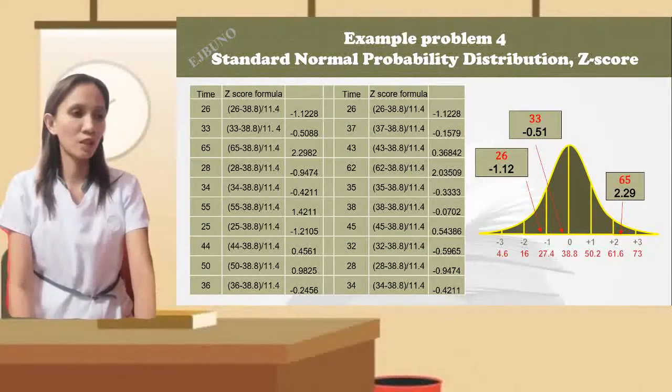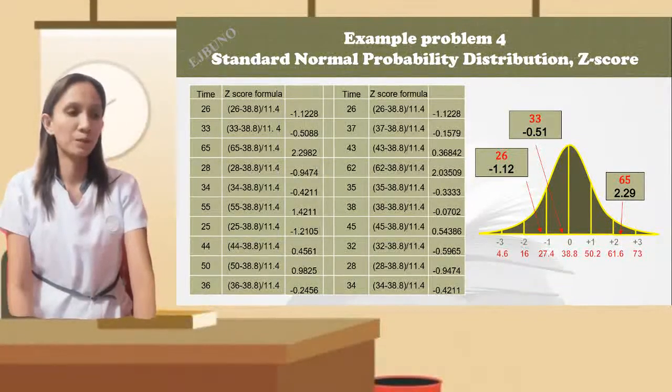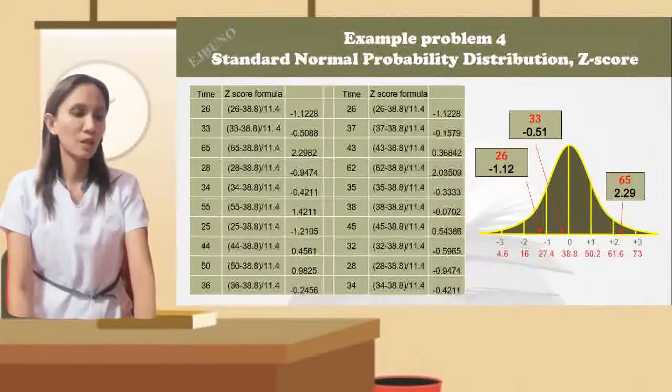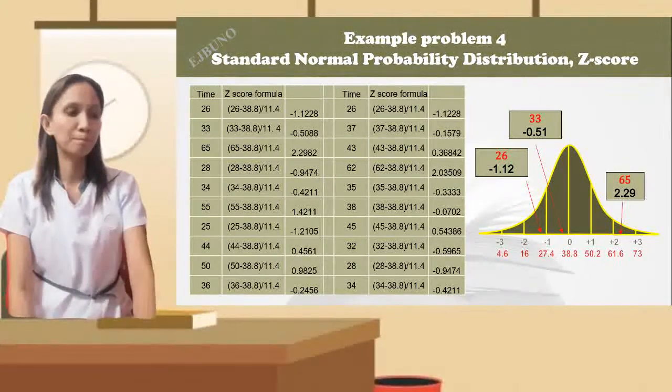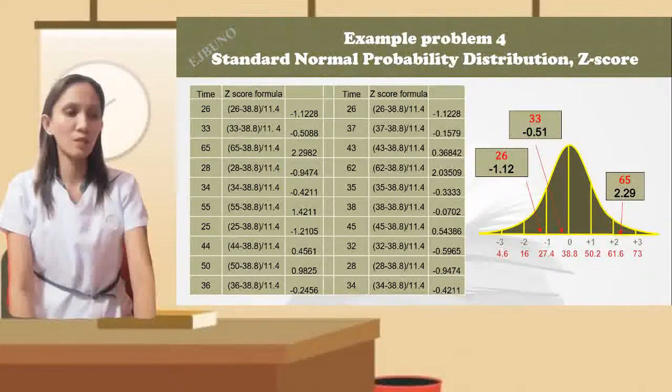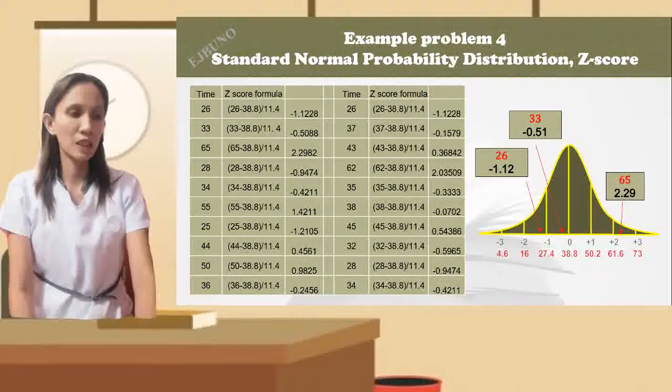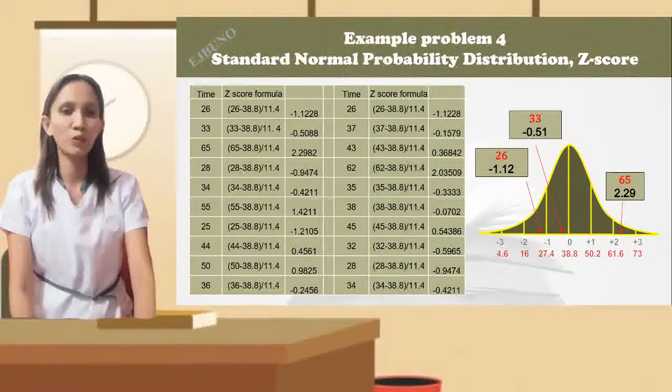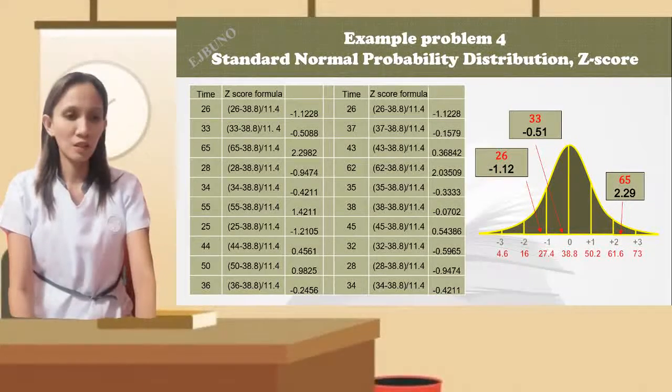As you can see on the table, now we get the z-score using the z-score formula. The z-score formula is the value minus the mean over the standard deviation. The first line of the table is 26 minus 38.8 over 11.4. So its z-score is negative 1.1228. As you can see on the graph, this is where it is located.